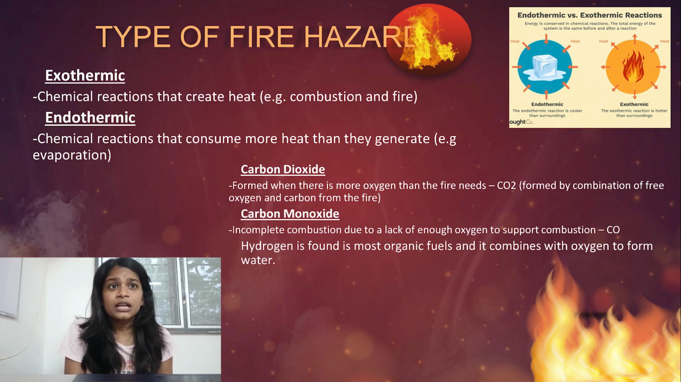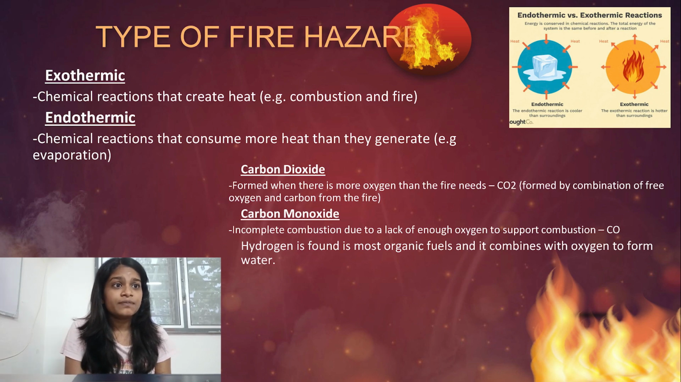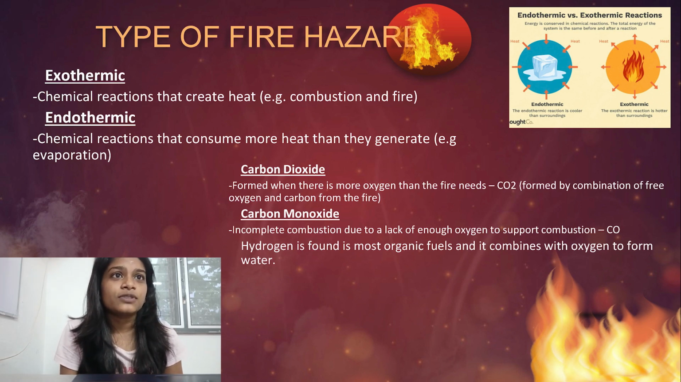For example, carbon is commonly found in most flammable materials. When we burn something, carbon is released, which combines with oxygen and forms carbon dioxide. There are two types of carbon compounds released, which are carbon dioxide and carbon monoxide. Carbon dioxide is formed when there is more oxygen than the fire needs, while carbon monoxide comes from incomplete combustion due to lack of enough oxygen to support combustion. So this is part of types of fire hazards.